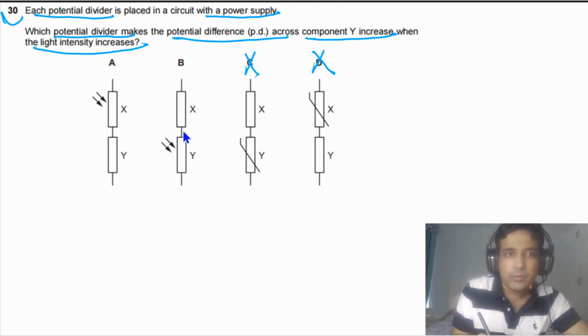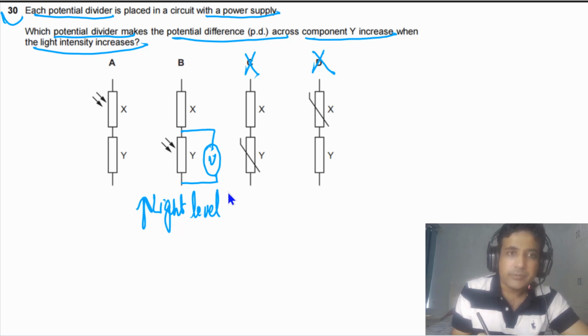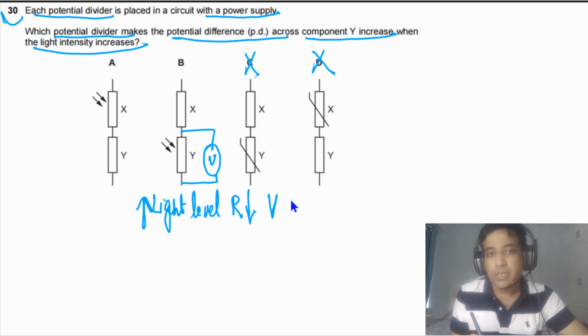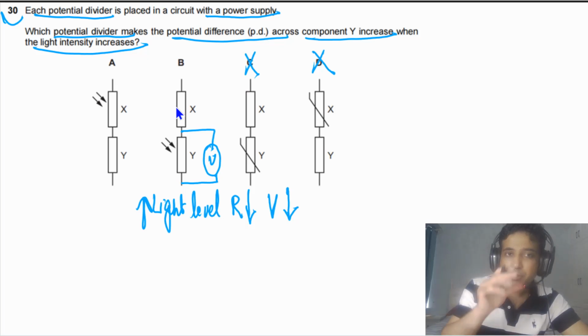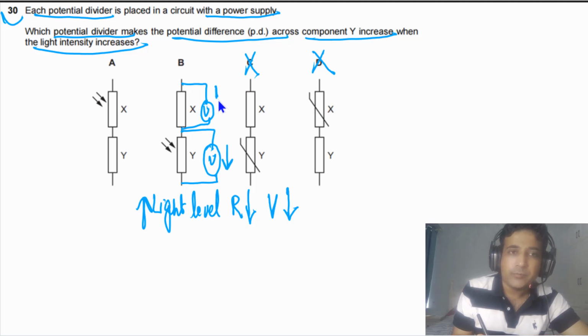If we look at option B, and if we connect our voltmeter here, so this is our voltmeter. If we connect the voltmeter across this one, as the light level increases, the resistance of component Y will decrease. As resistance decreases, V across this one also will decrease, because the resistance of this component is constant and the current passing through this resistor will increase. So the potential difference across X will increase and the potential difference across Y will decrease. We can also connect the voltmeter here. Let's say this is the voltmeter, and V across this one is equal to I times R.